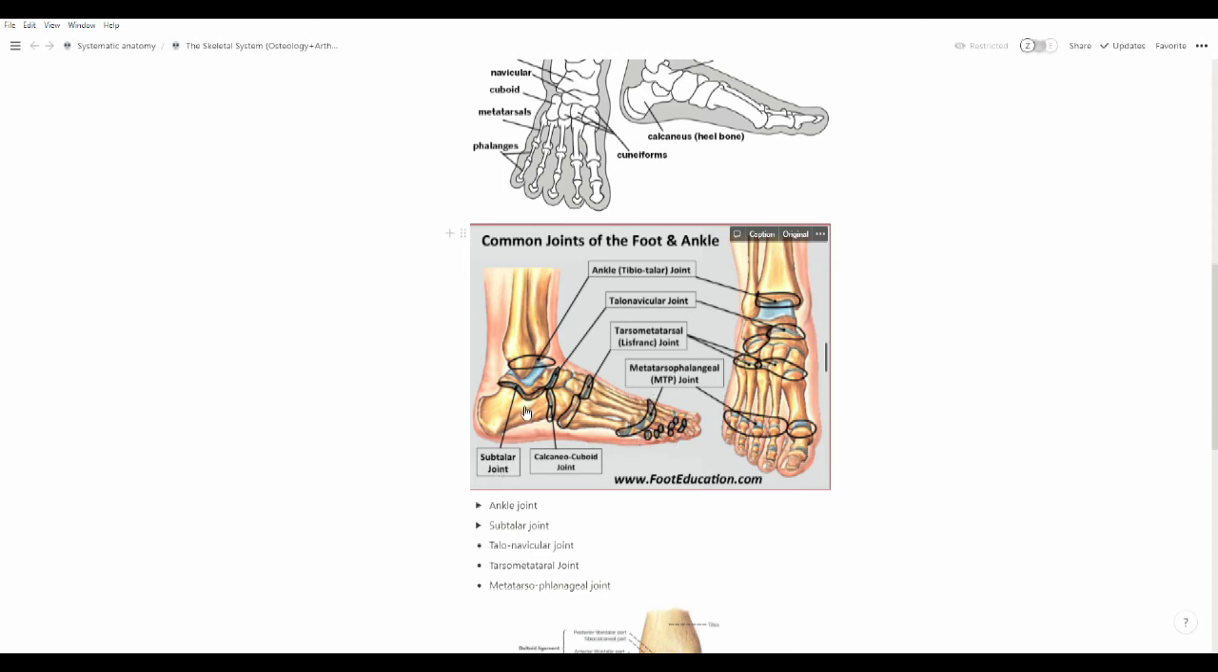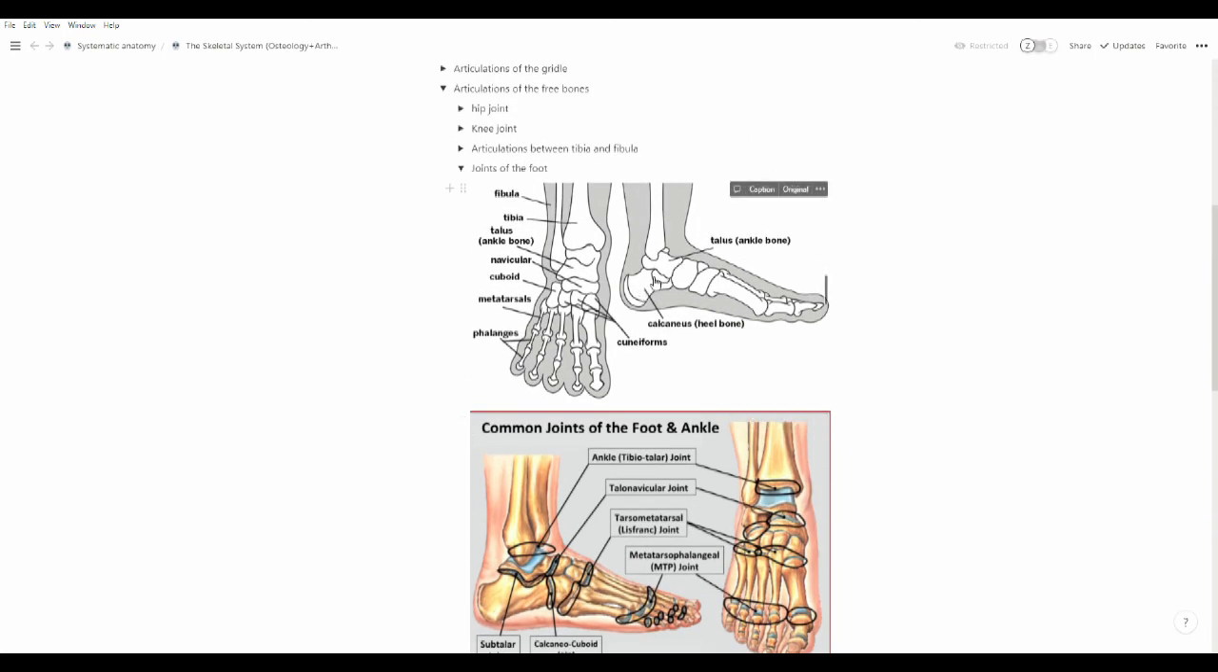Oh, we also have the subtalar joint. Here's the talus. Here's the subtalar joint, the joint under the talus, and I'll be talking about it in a second. We also have the calcaneocuboid joint. By the name, this is the calcaneus. Here's the cuboid bone. So the calcaneocuboid joint is the joint between the calcaneus and the cuboid bone. Here's the cuboid, and the calcaneus is the heel bone somewhere in the back.